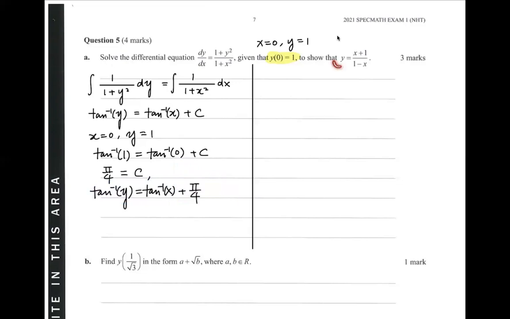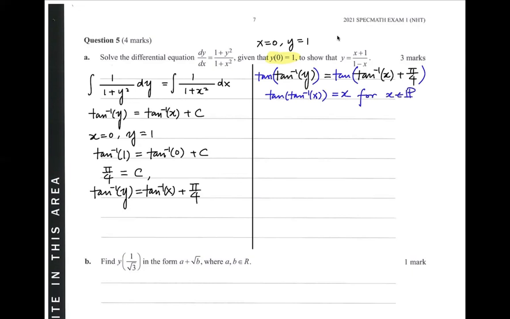Finally, the given answer is in terms of y. So I'm going to copy everything here. But now I want to make y, the letter y, as my subject. So I'm going to take tangent to both sides of the equation. And then we know tan of tan inverse x is just x for all x as an element of the real numbers. So now I will just get y equals tan of this guy here.